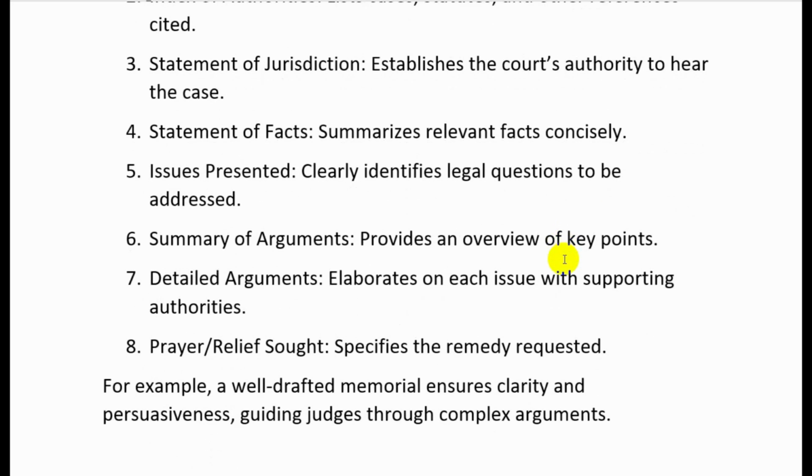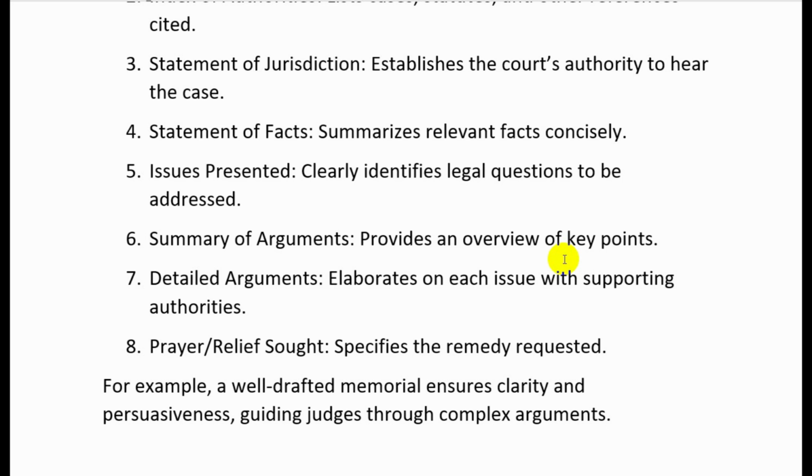Next is the summary of the arguments. First, we have to summarize all relevant facts concisely, clearly, and in detail, and then we have to also summarize our arguments. When we are arguing, we have to finally say what, in broad terms, we were trying to argue. If we had argued for say 10 minutes, then within 30 seconds or 1 minute we have to summarize the key points of our arguments.